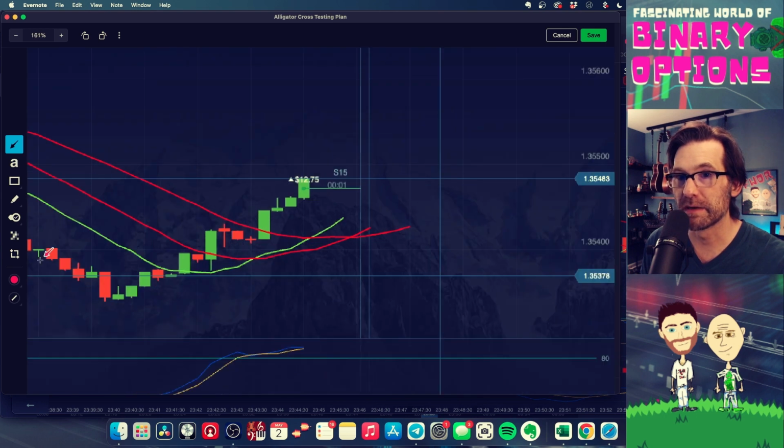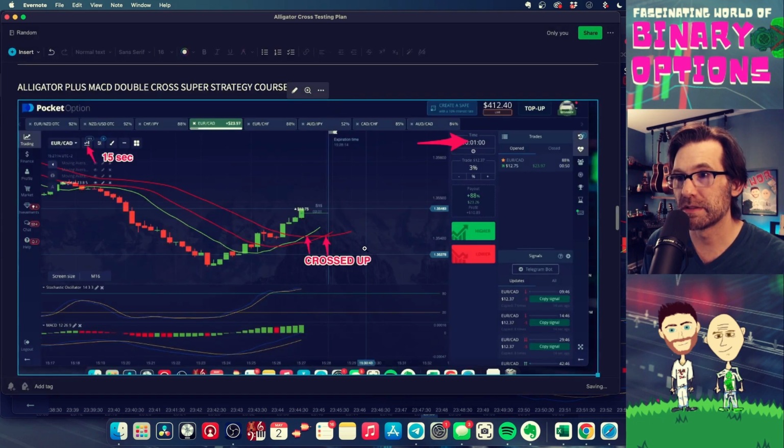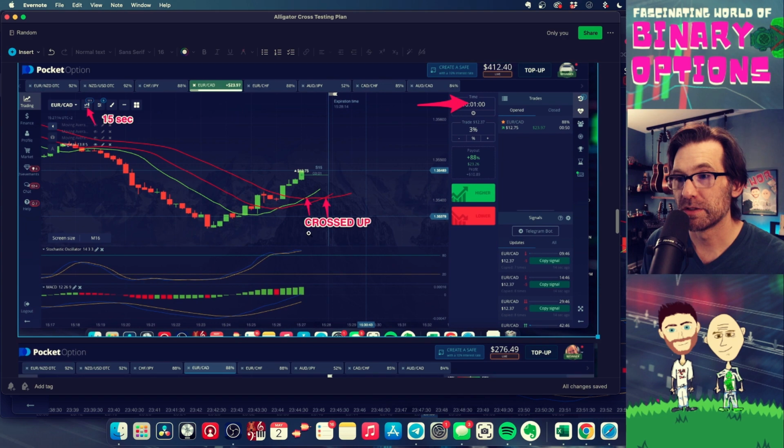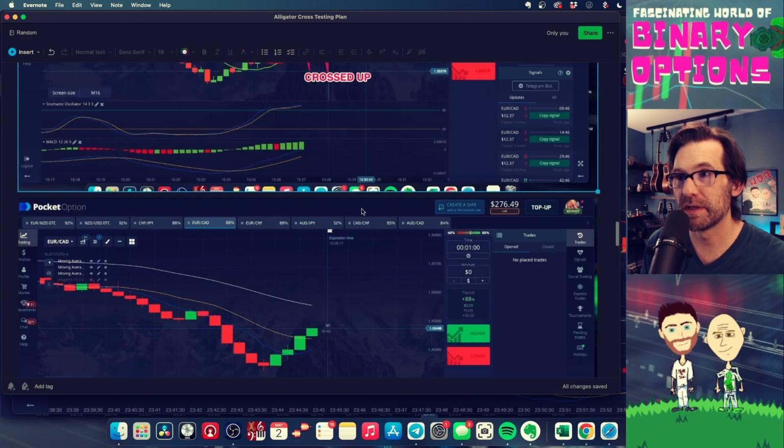So what I see here is I see it cross here and I see it cross here. Okay, so it crossed up. The alligator crossed up. Now I could take that trade and I could just think, yeah, that's gonna work. This trade won really, really big too. But what I did was I flipped over when I saw that happening, and I looked at this chart right here.